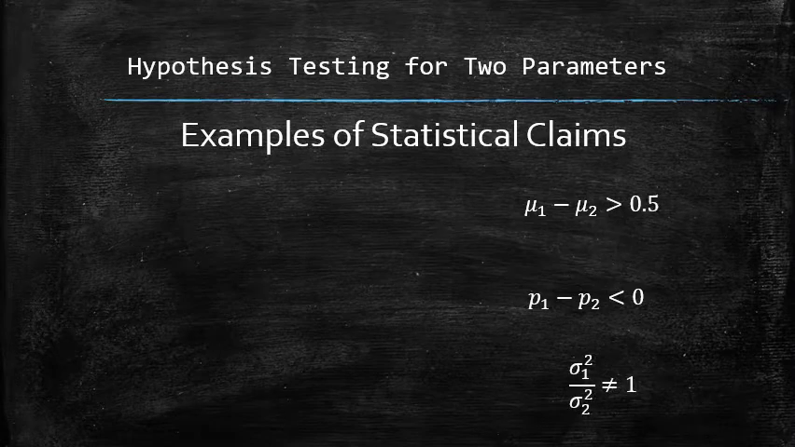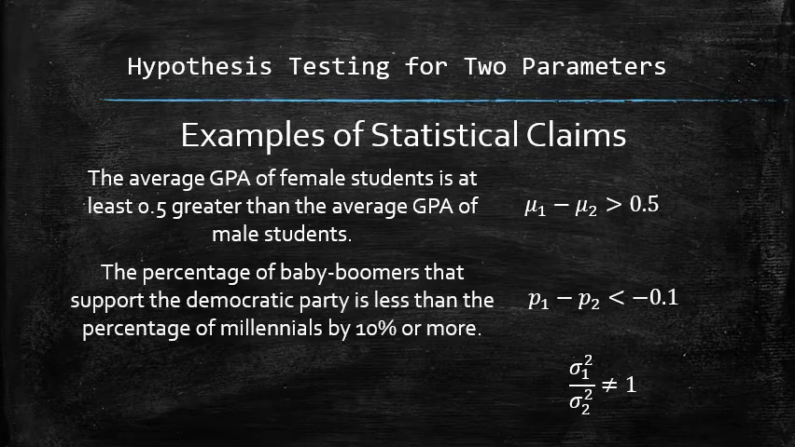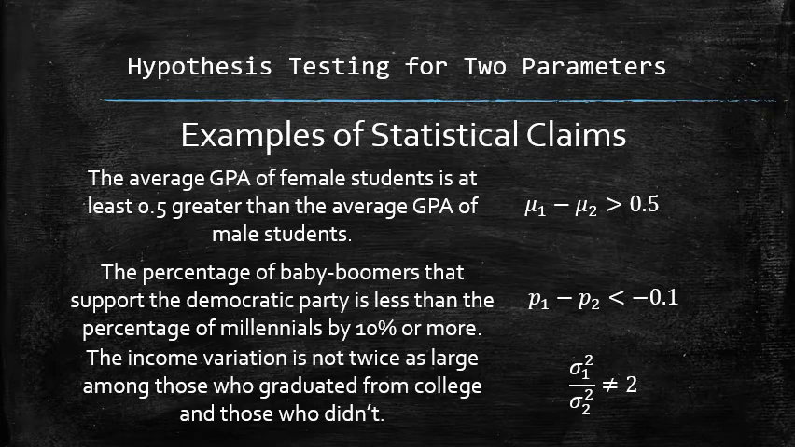By changing 0 to 1/2, we obtain a slightly different claim. The average GPA of female students is at least half a point greater than the average GPA of male students. By changing 0 to negative 0.1, we obtain a slightly different claim. The percentage of baby boomers that support the Democratic Party is less than the percentage of millennials by 10% or more. By changing 1 to 2, we obtain a slightly different claim. The income variation is not twice as large among those who graduated from college and those who didn't.